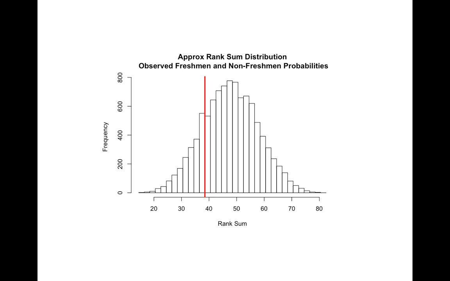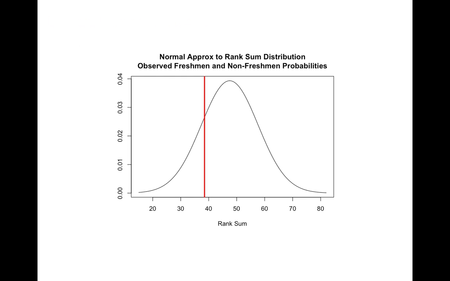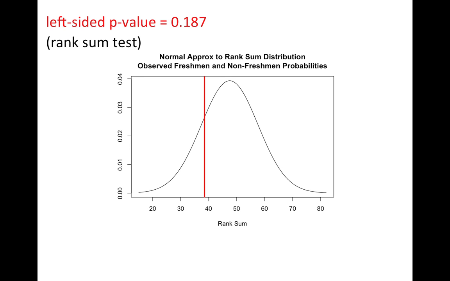The red line shows the sum of the ranks in my group. So the left-sided p-value, the proportion of these rank sums that are to the left of the line, is 0.195 via the rank sum test. But note this looks a lot like a normal distribution. And so if I just compared this to a normal distribution with the mean and variance that I would calculate given the formulas in the previous slides, I'd get a very similar p-value, 0.187 instead of 0.195. It's not exactly the same, but it's very similar.